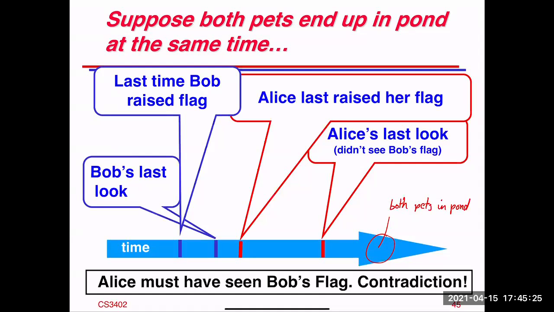So what I mean by they raised the flag initially is that Alice and Bob only execute this code when they want to unleash their pet, okay? So initially, as they execute this code, that's when they raise the flag. Of course, if Bob doesn't want his pet to go into the pond, then he's not going to raise the flag. His flag is just going to stay down. All right.